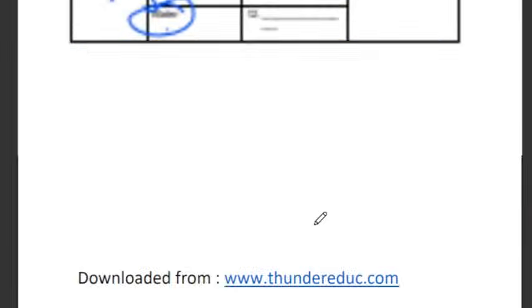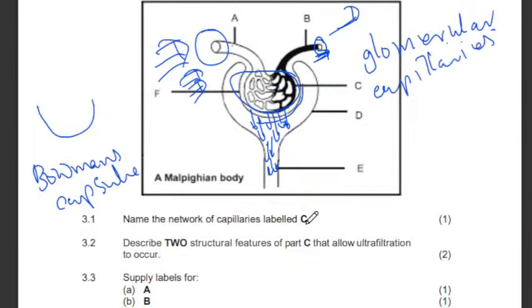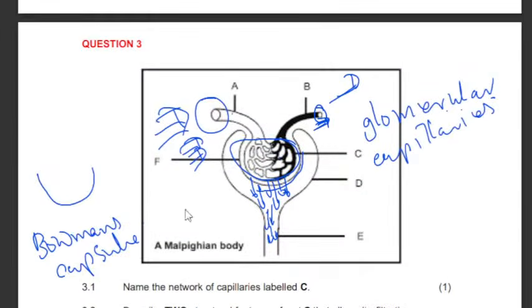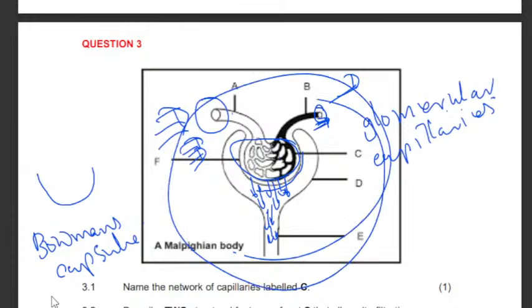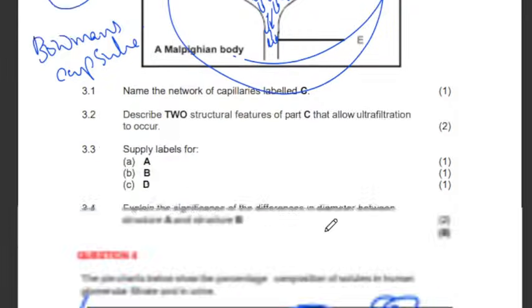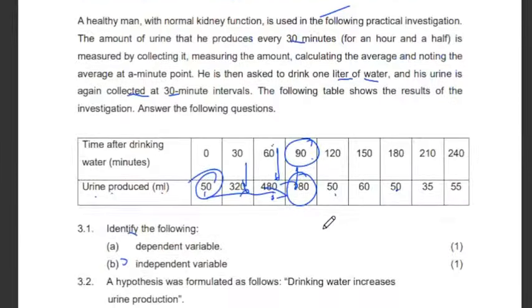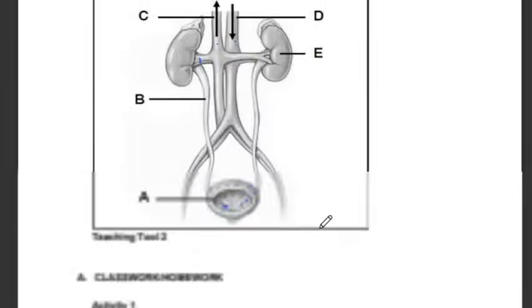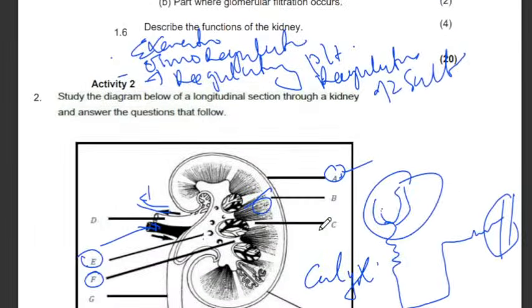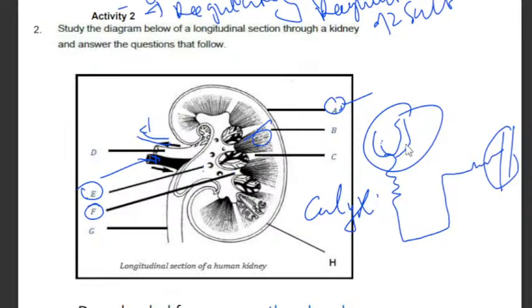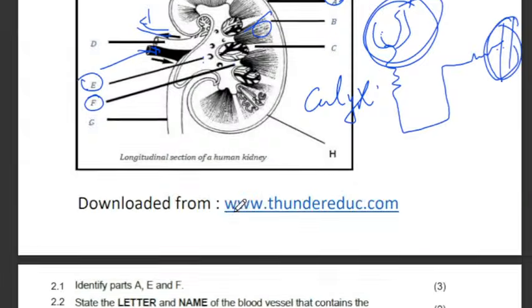Let me show you what I talked about before. Yeah, in that region, this is where you find this Malpighian body. Yes, so it makes it darker because of the high density of blood vessels. And then the other ones, that's where you find C, that's where you find the collecting ducts. So it doesn't have too many blood vessels, therefore it is a little bit lighter.